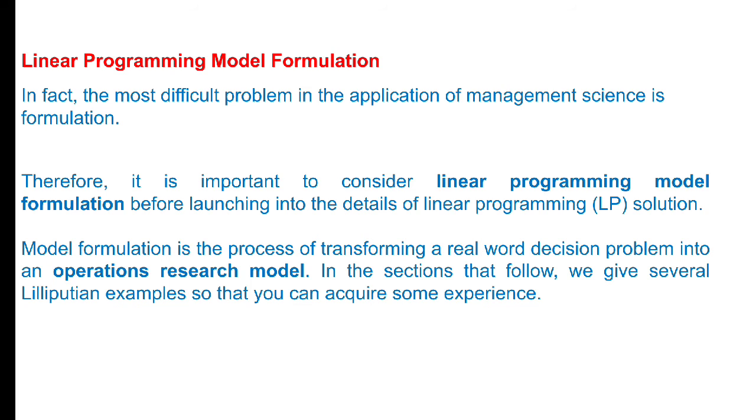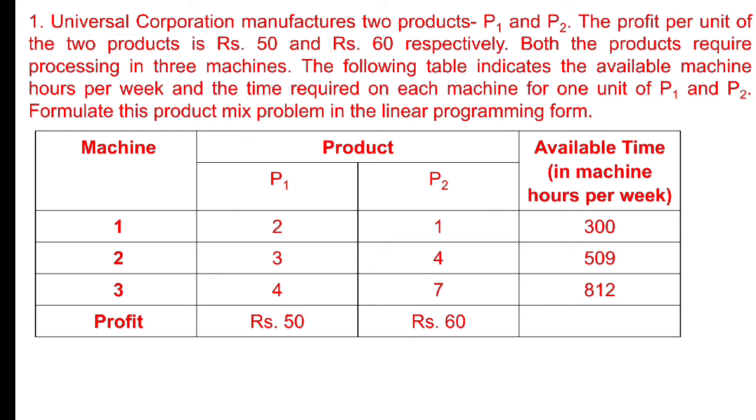In the sections that follow, we give several examples. You can acquire some experience. Here is the sum of the problem which is given here. Universal Corporation manufactures two products, P1 and P2. The profit per unit of the two products is rupees 50 and rupees 60 respectively. Both the products require processing in 3 machines. The following table indicates the available machine hours for the week.